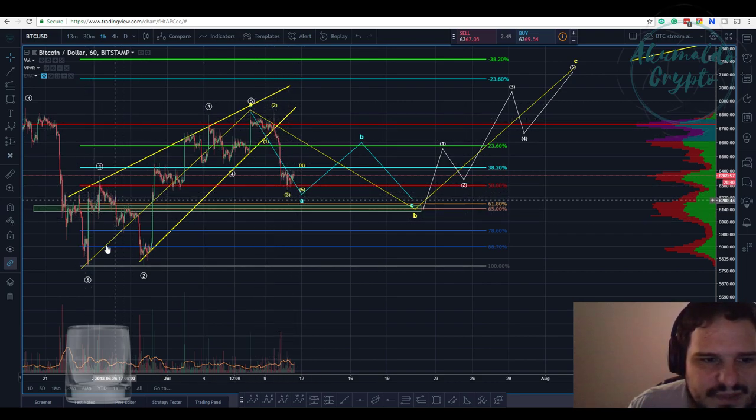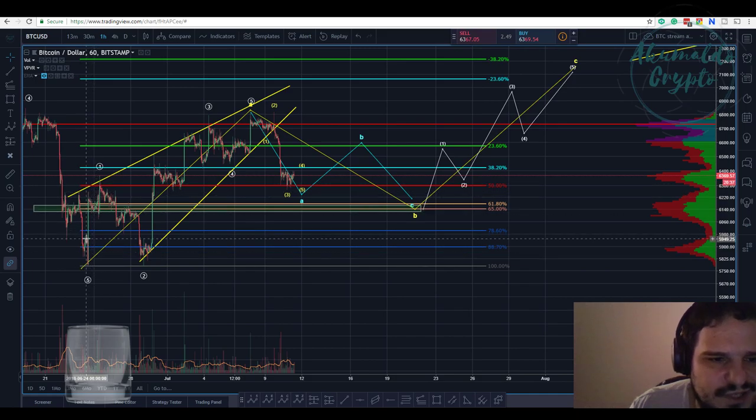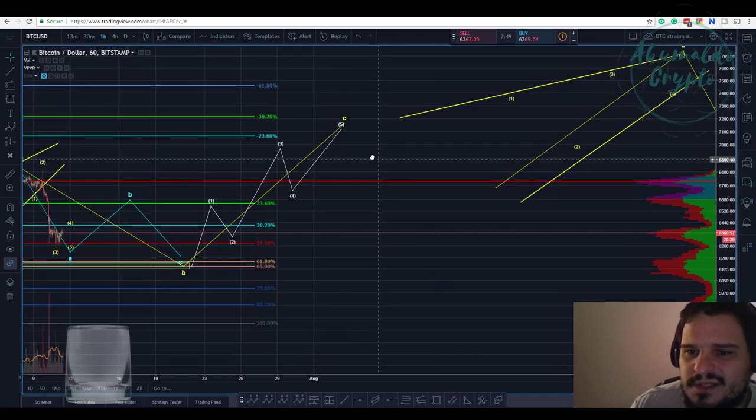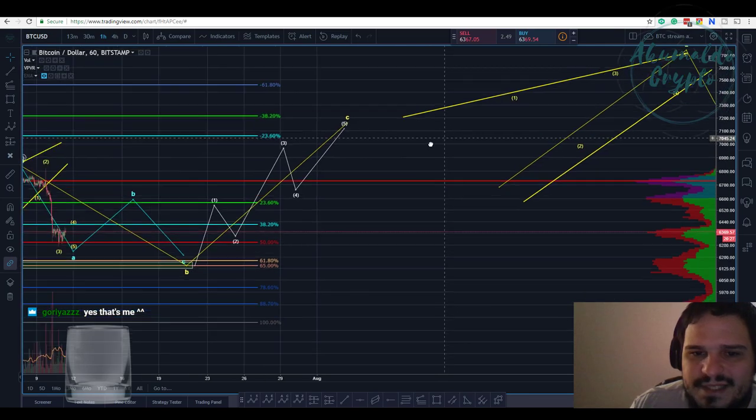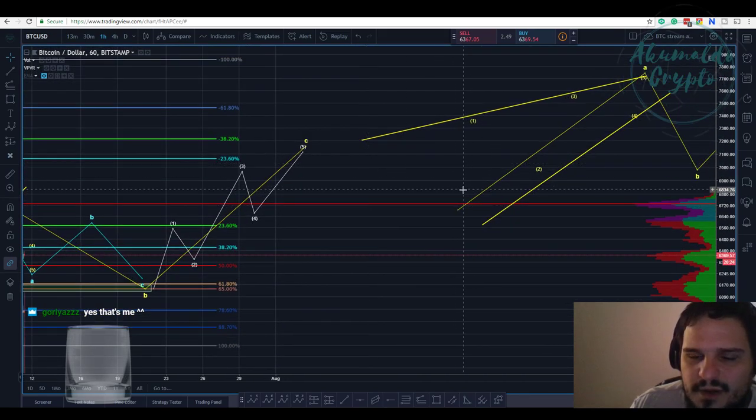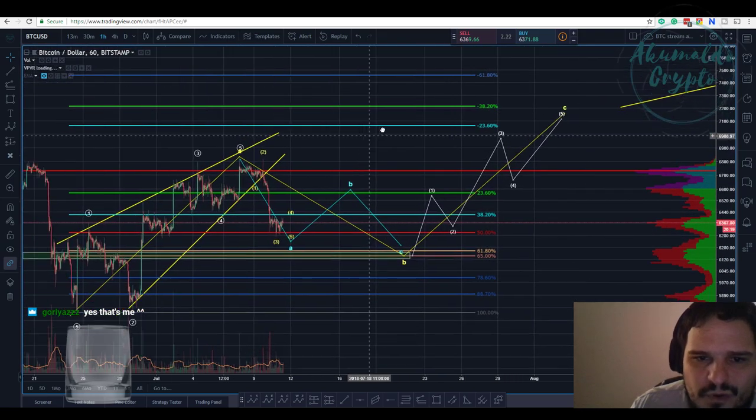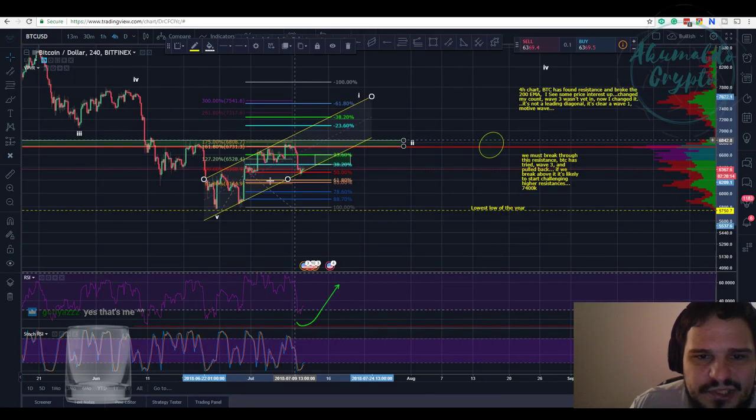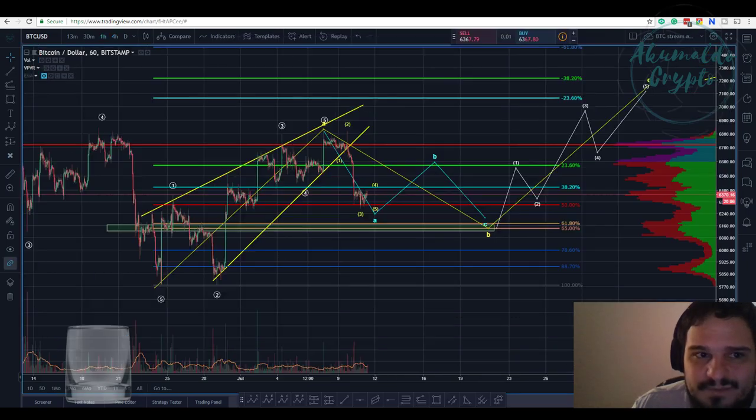Sorry, and I can see not 1, 2, 3, 4, 5 here. I can see ABC, ABC, ABC, and this corrective pattern here, a leading diagonal composed of 1, 2, 3, 1, 2, 3, 1, 2, 3. It's so much more aligned with what we have here than considering this an impulse wave, 1, 2, 3, 4, 5. It's different, and I just can't see this price action as that.